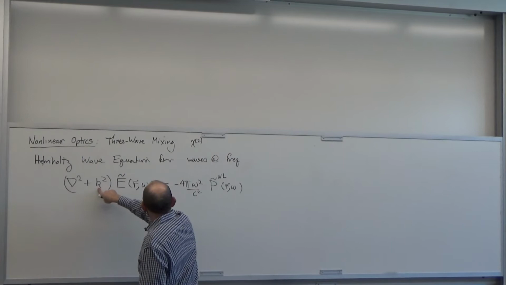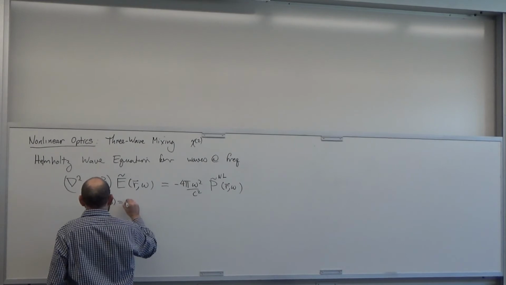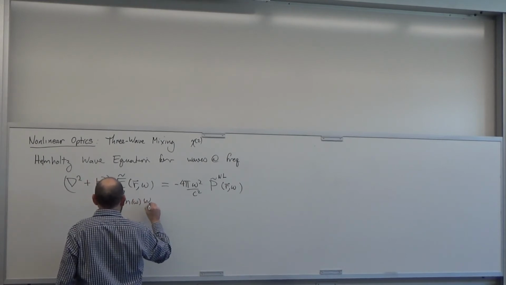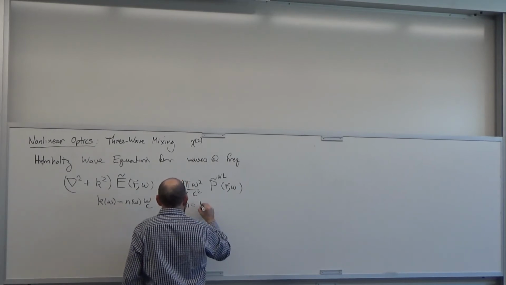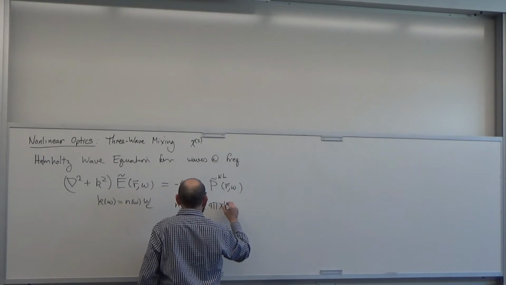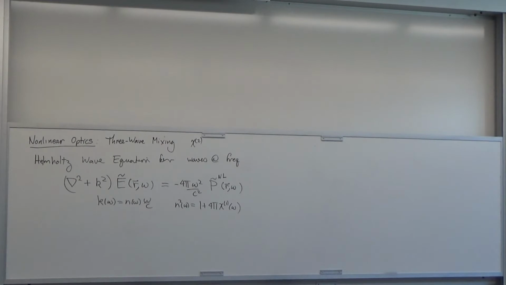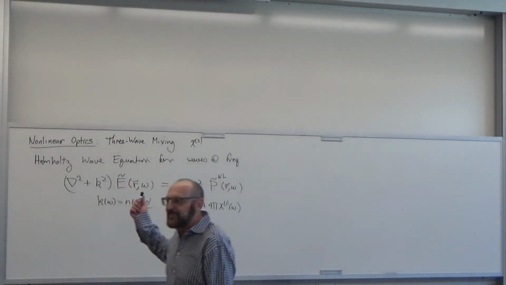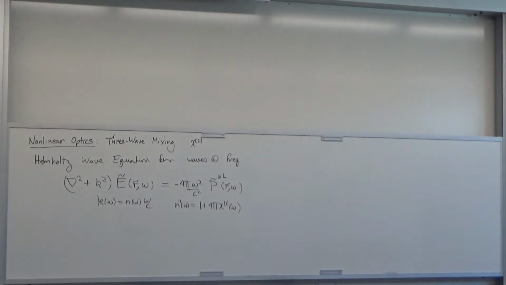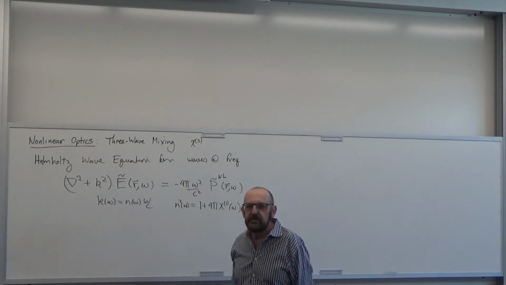The linear part is put in here so that k at that frequency is the index of refraction times omega over c. The index of refraction here is 1 plus 4 pi times chi. So the permittivity, epsilon, is n squared. Remember Maxwell's equations, maybe you don't, but here it is. All right, so that's my wave equation, where the source now is the nonlinear term.